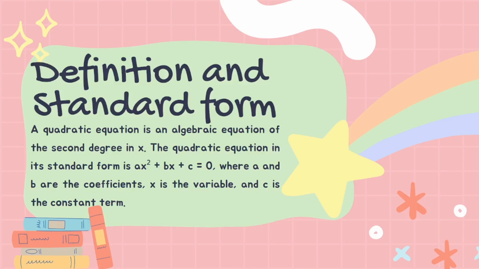The important condition for an equation to be a quadratic equation is that the coefficient of x squared is a non-zero term, which means a is not equal to 0. For writing a quadratic equation in standard form, the x squared term is written first, followed by the x term, and finally the constant term is written.